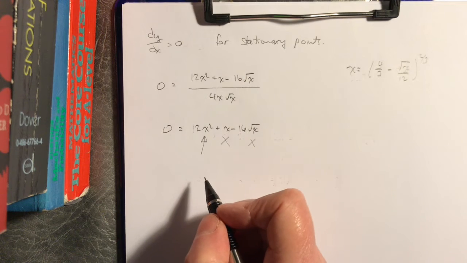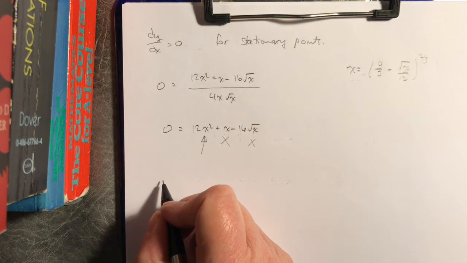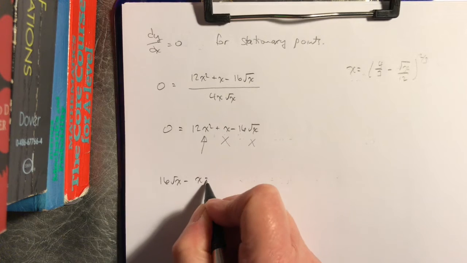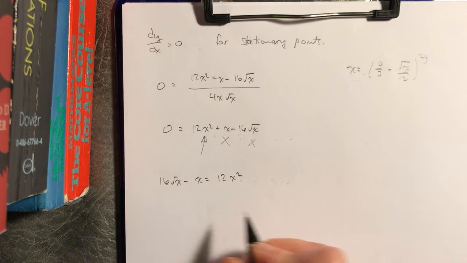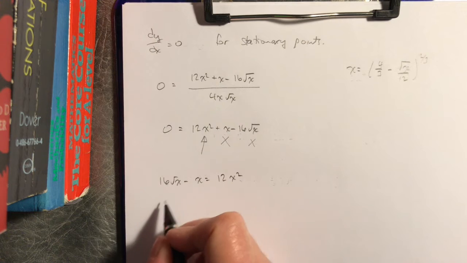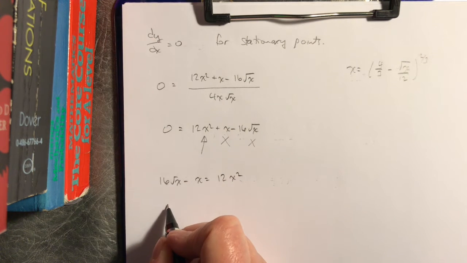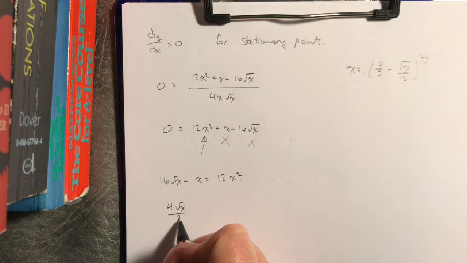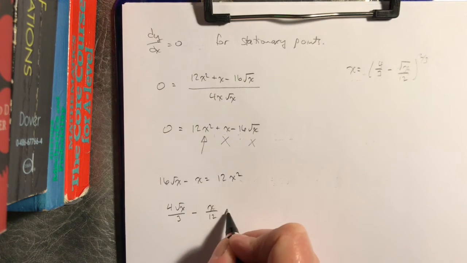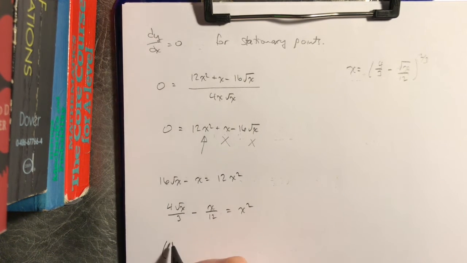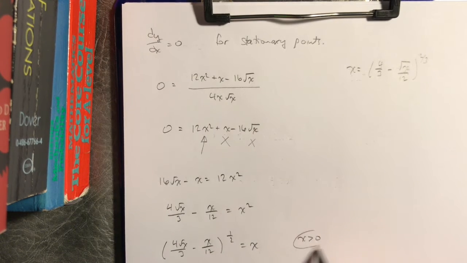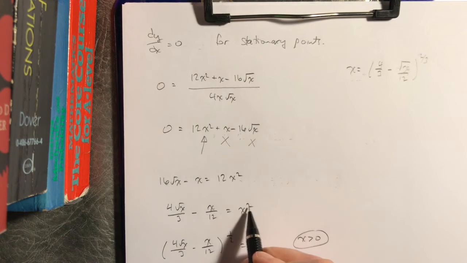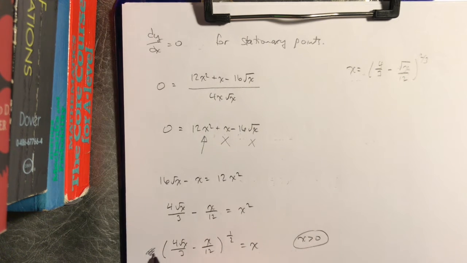And what I did is I said, okay, fine. 16 root x minus x equals 12x squared. I'll divide through by 12, reducing, that's 4 root x over 3 minus x over 12 equals x squared, and then just square root that mess. We're told that x is greater than 0, so when I square root, I don't need to throw a plus or minus in. I don't need to do that because I'm told that x is positive.